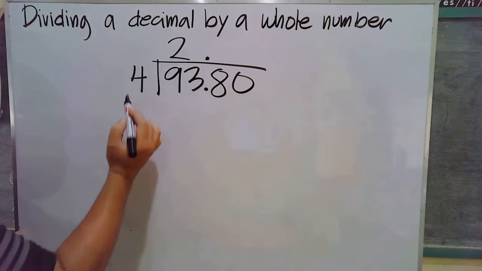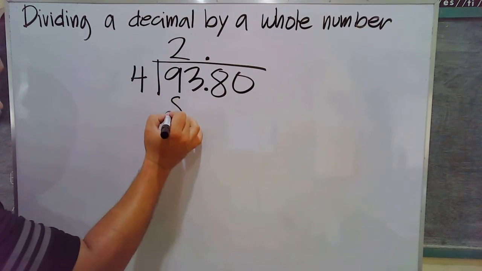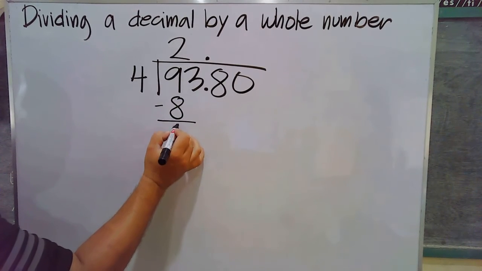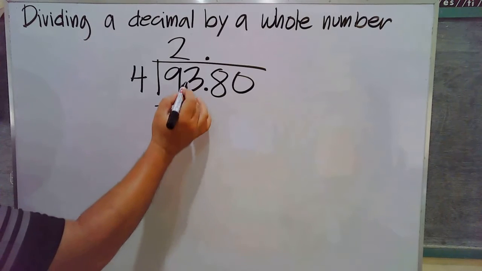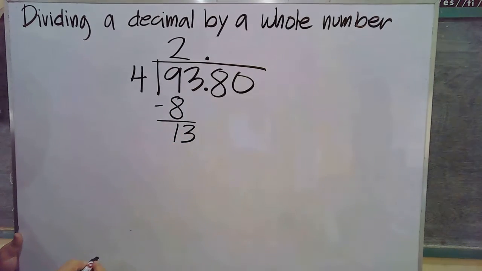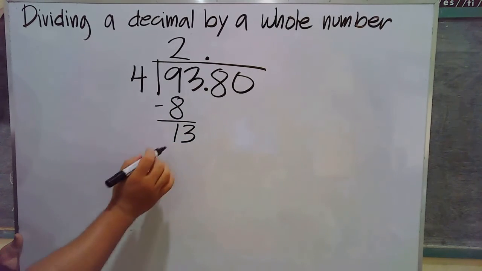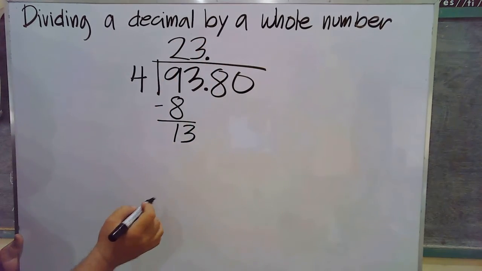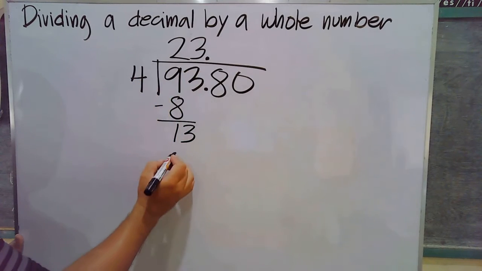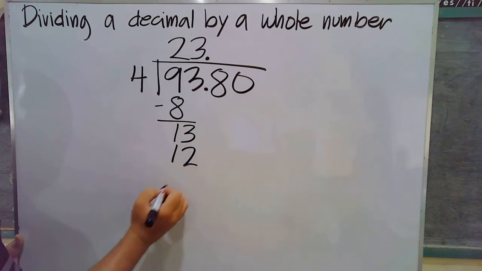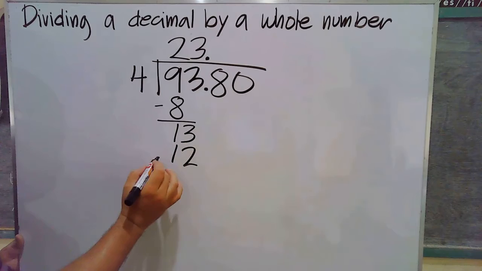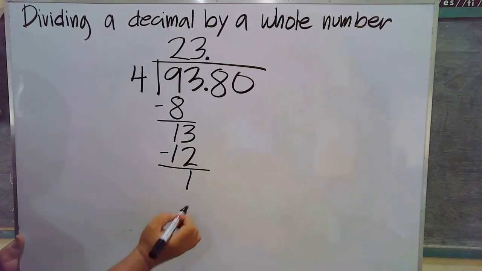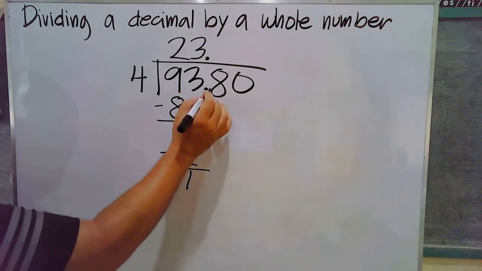2 times 4 is 8. So we have 8. Now 9 minus 8 is 1. Okay, and bring down 3. So we have 13. Now 13 divided by 4 is 3. Okay, because 3 times 4 is 12. Okay, now 13 minus 12 is 1. Let's bring down 8 here.